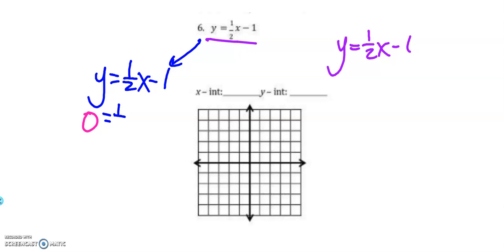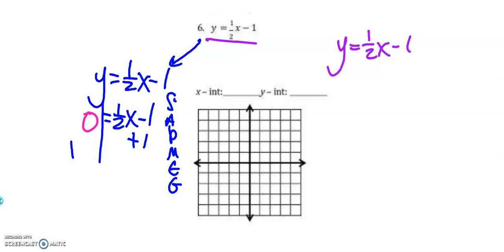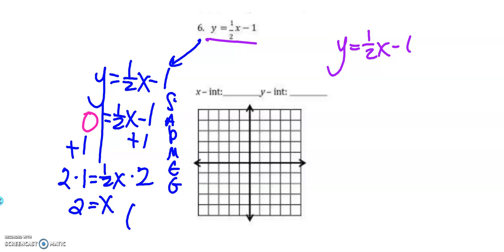Now we're just going to use SADMAG. Remember good old SADMAG to solve for x. So I'm going to start by undoing the subtraction here. What I do on the left, I do on the right. I have 1 is equal to 1/2 x. I have a fraction coefficient. I'm going to multiply by the reciprocal, and I'm left with x is equal to 2. So my first point, 2, 0.